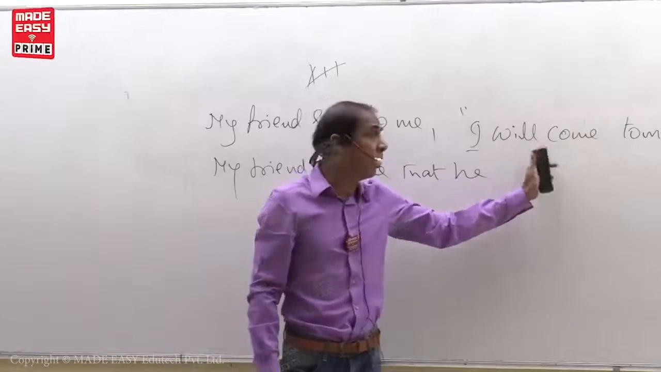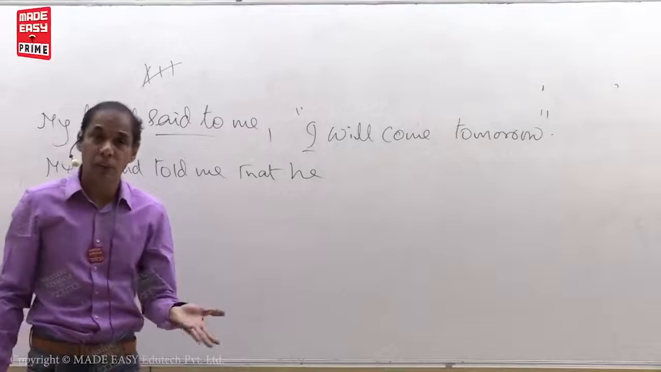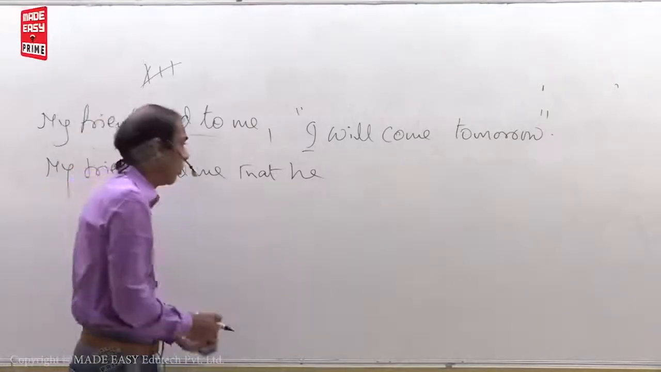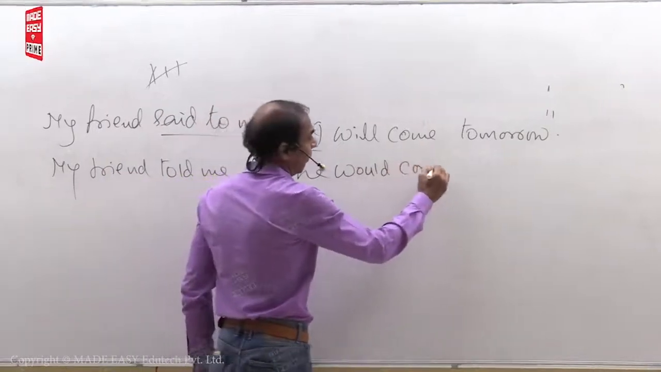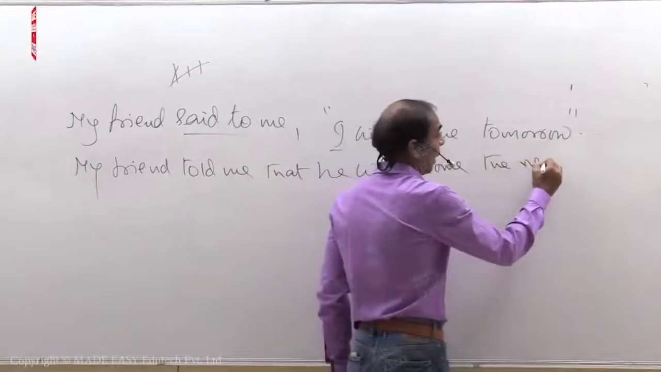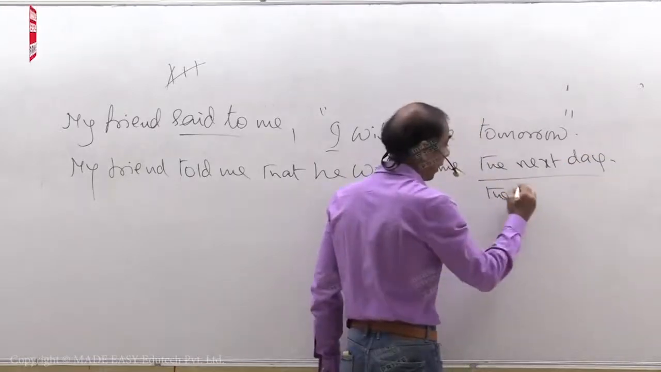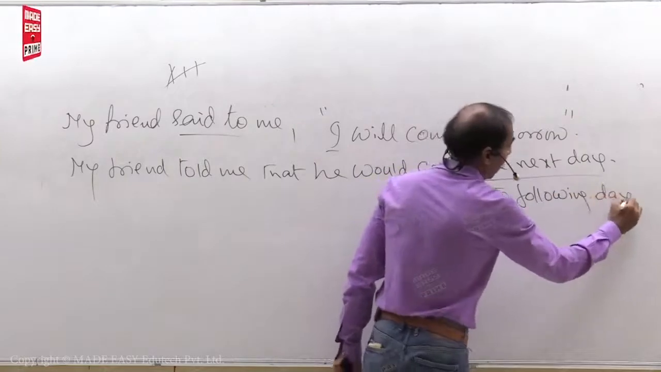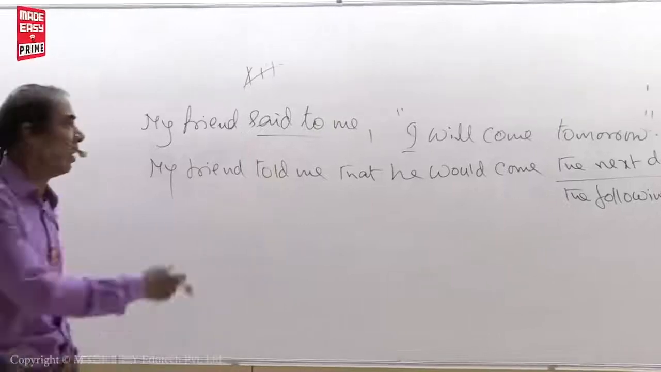Next. Will come tomorrow. Simple future. Will by shall plus V1. This is simple future. Simple future turns into conditional. What is conditional? Will changes as would. Shall changes as should. That he would come. Tomorrow changes as the next day. That he would come the next day, or else the following day. Both are correct. That's it. Very easy.